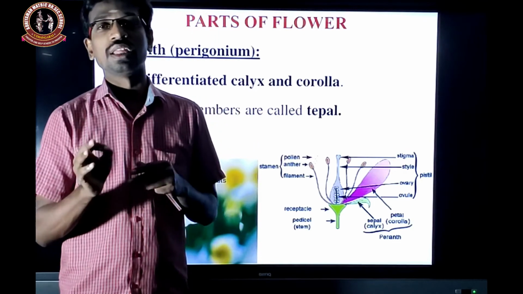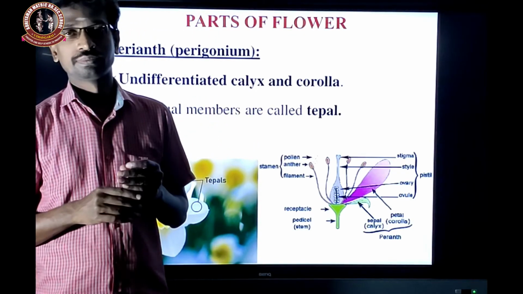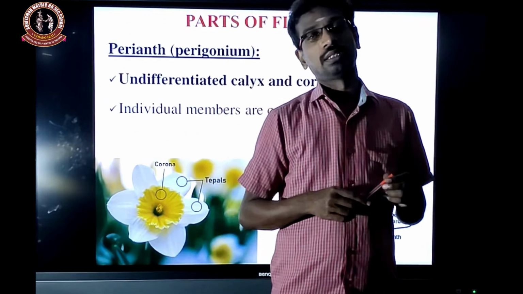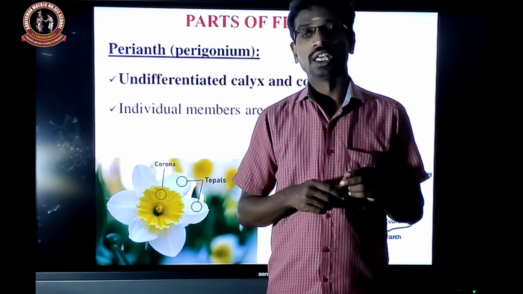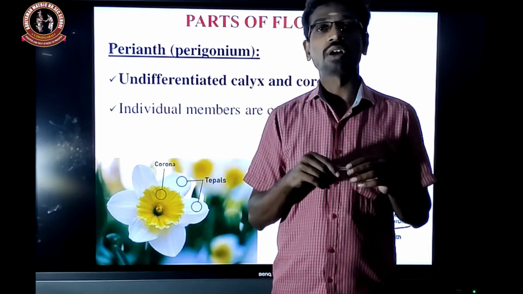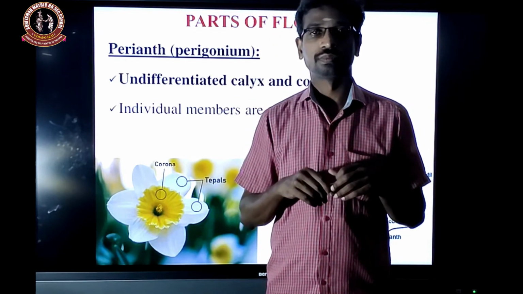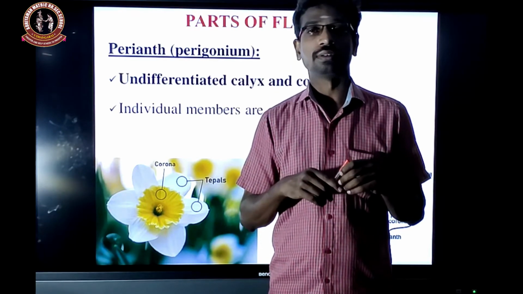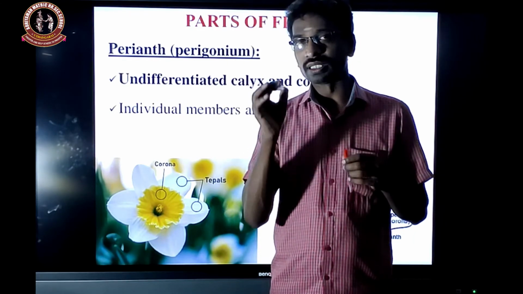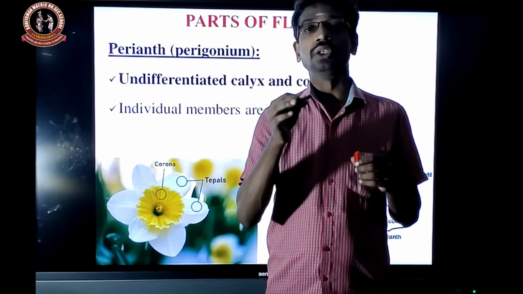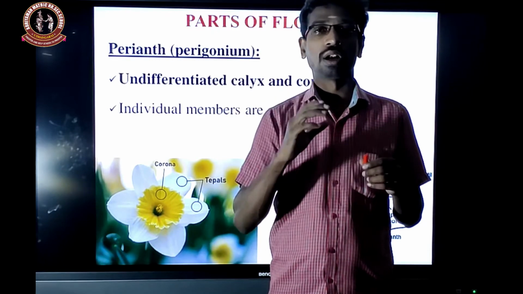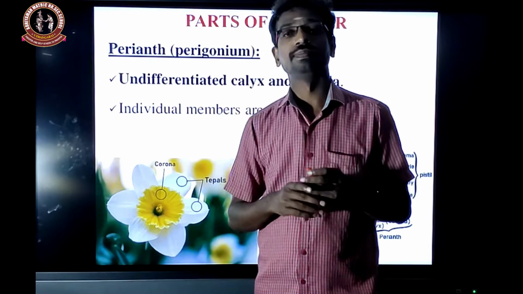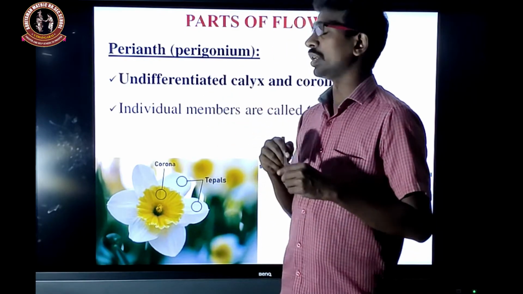In one way, the perianth is undifferentiated calyx and corolla. The single unit of the perianth is called tepal. The perianth is mostly present in monochlamydeae plants, especially monocots. Monocots also have the perianth, and in dicots, the monochlamydeae plants have the perianth. Perianth means we are not able to distinguish, this is a calyx, this is a corolla. Such whorls are generally called perianth or perigonium.